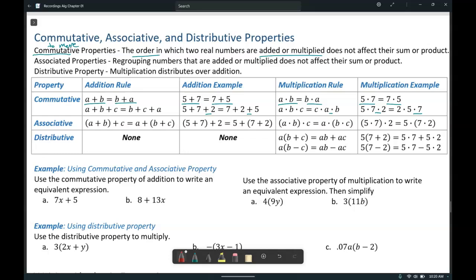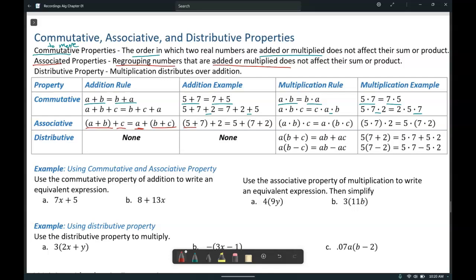The associative property comes from the word to associate. Associate is your group, who you hang out with. So when we regroup the numbers within addition or multiplication, it does not affect the sum or product. And we can see that if I have a plus b in a grouping, and then I'm adding c, it doesn't matter if I change that grouping and I add b and c first and then add a. This is just an extension really of the commutative property.